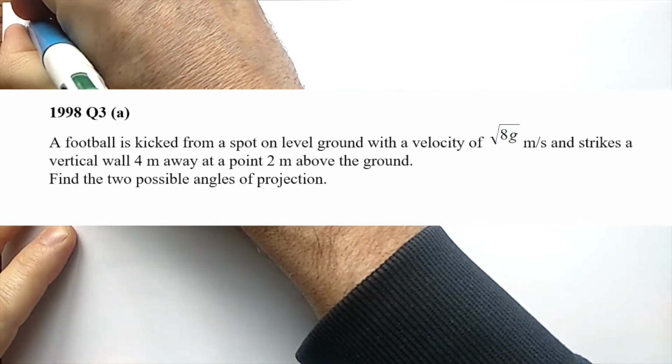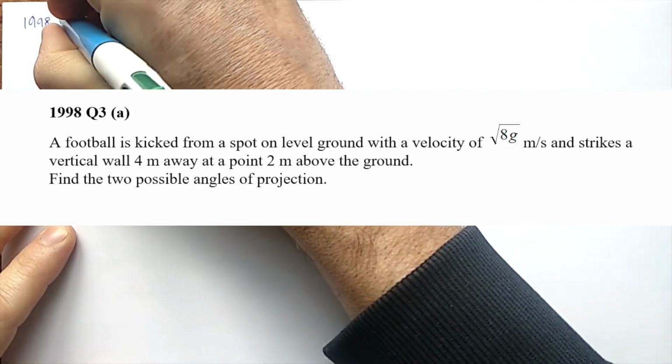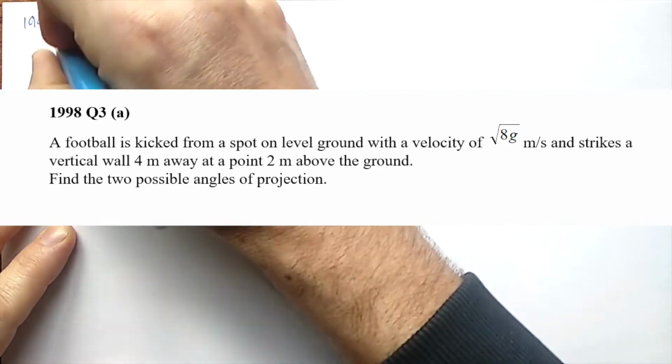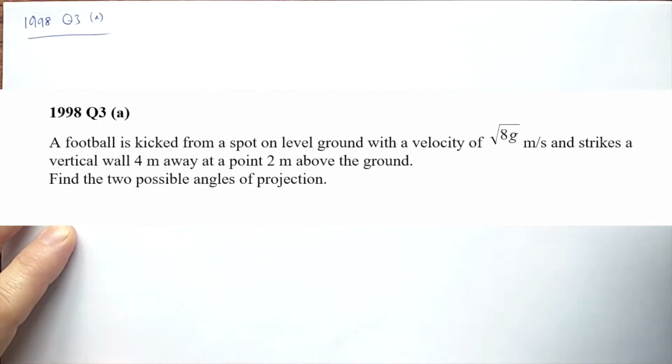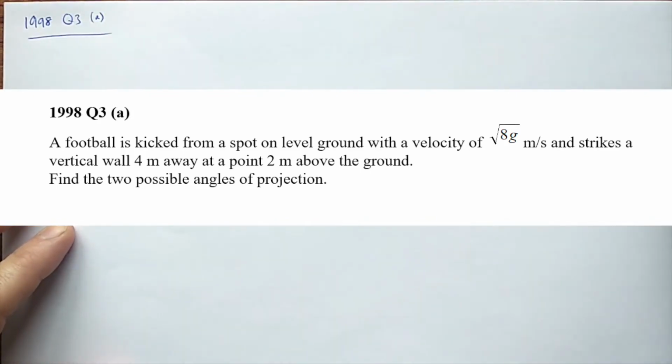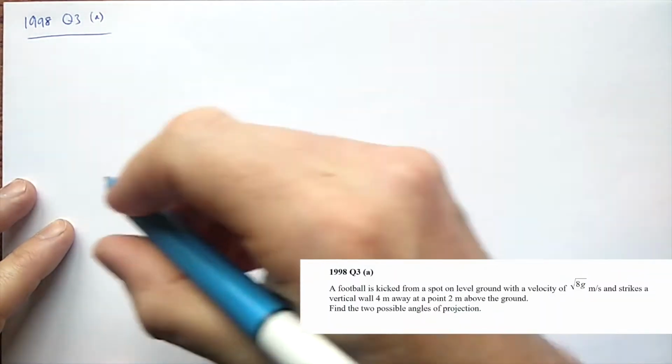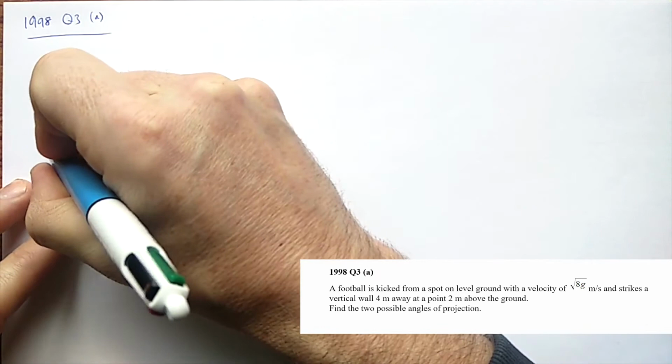So here we're going to have a look at 1998, question 3, part A. A football is kicked on level ground, certain speed, an unknown angle, and strikes a vertical wall. Well, let's do a quick little diagram of this and see what we're looking at here.